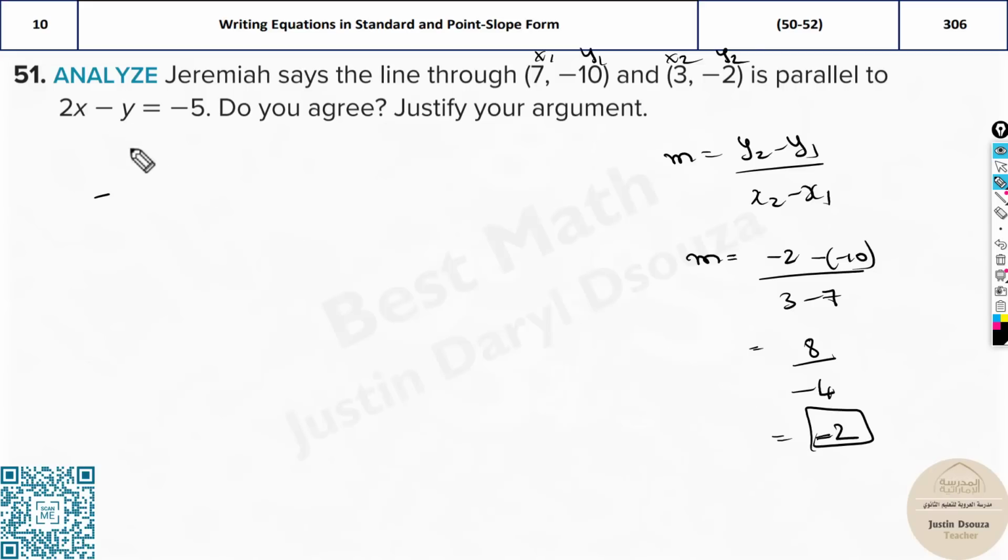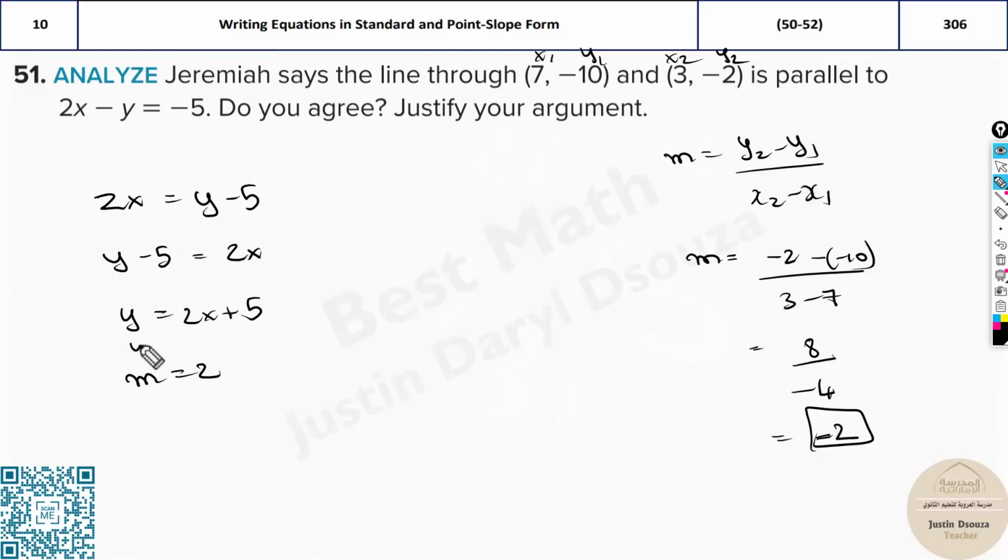Let's write it. Let me take y to the other side. It's 2x equals y minus 5. Y minus 5 is equal to 2x. Or you can leave it like that, it's fine, but this is the easy way to understand, isn't it? And then we have y is equal to 2x plus 5. That's the equation. What is the slope here? The slope here, m, is 2. Why? Because the equation is given as y is equal to mx plus b.